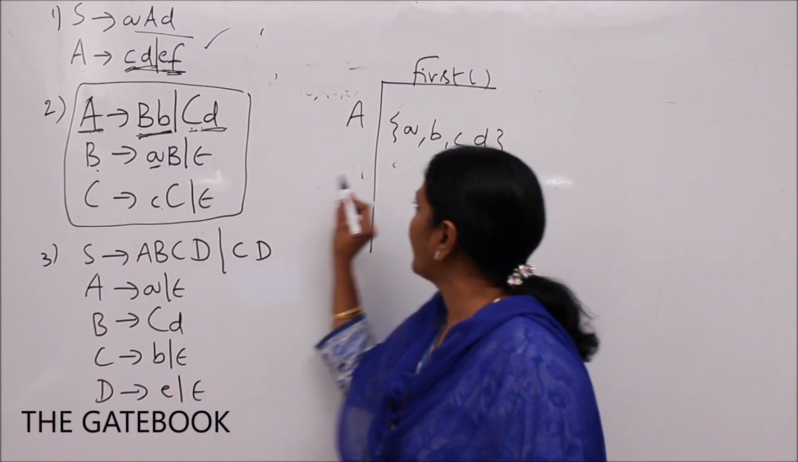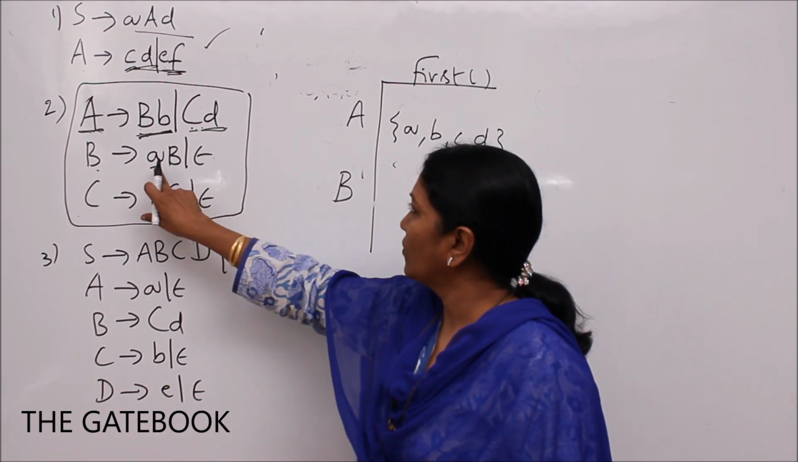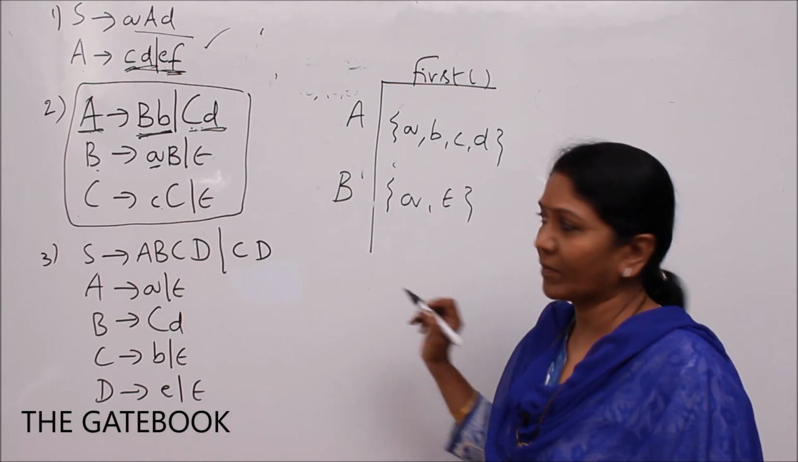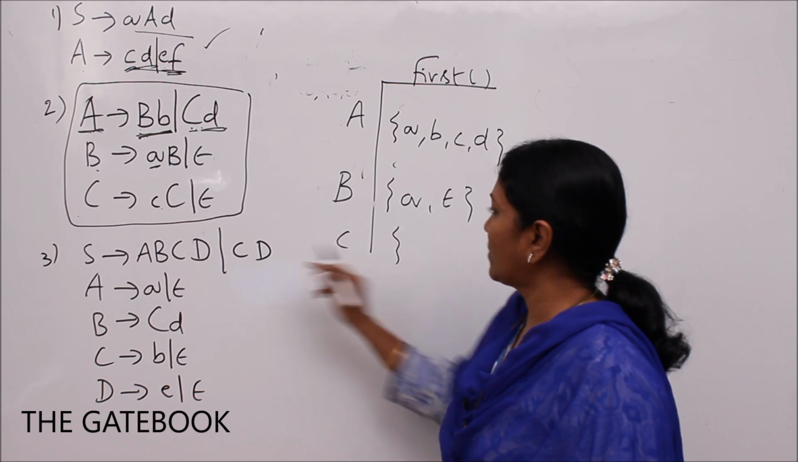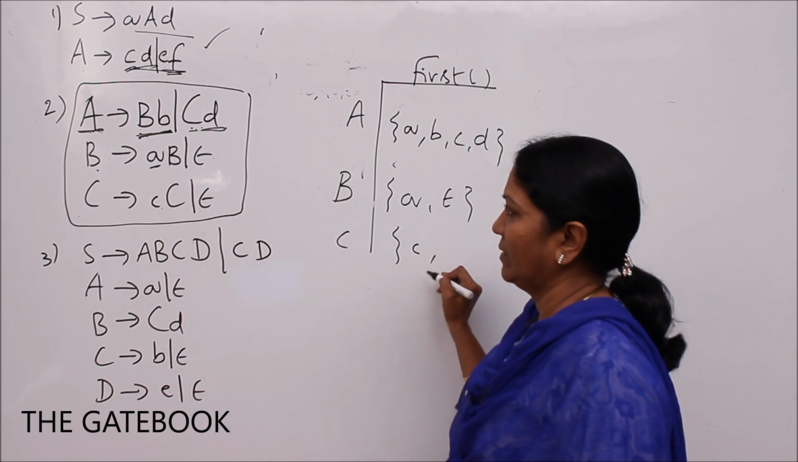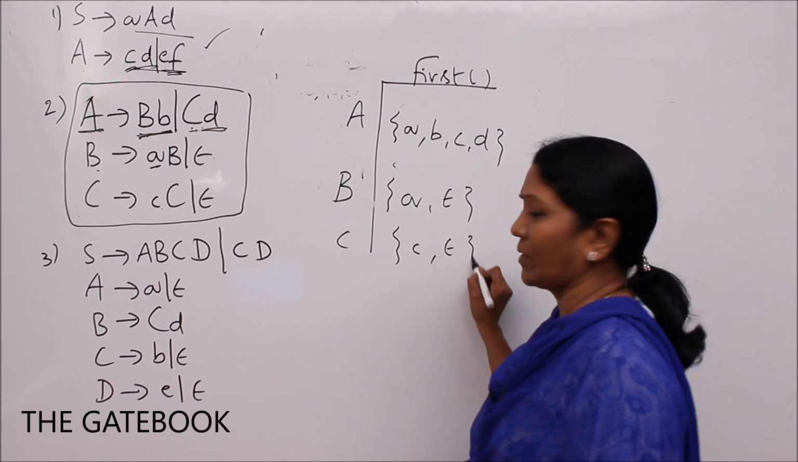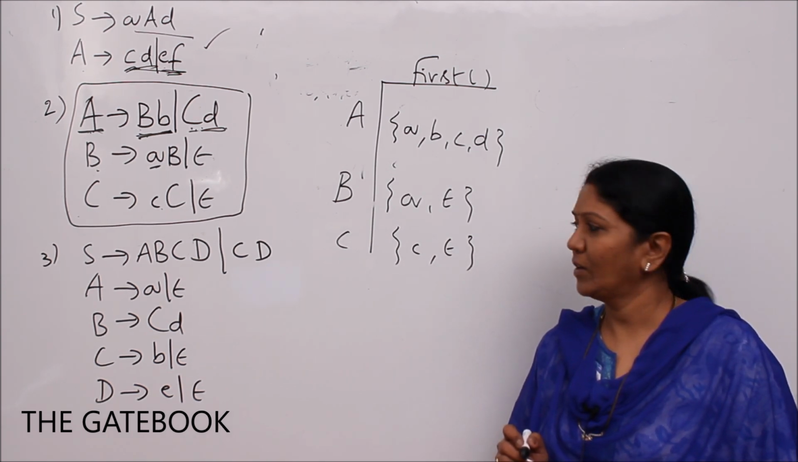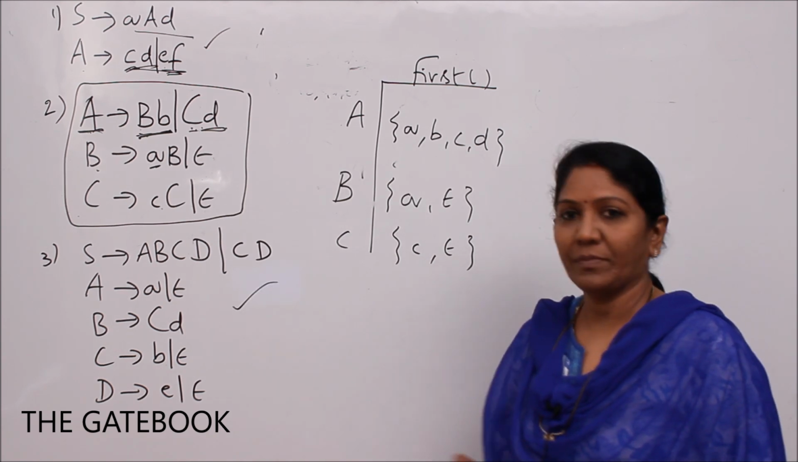Now, coming to B. What is first of B? First of B, the first symbol is A and the other one is a null production. Coming to C, first of C is C and epsilon. That is first. Now let's take the third example.